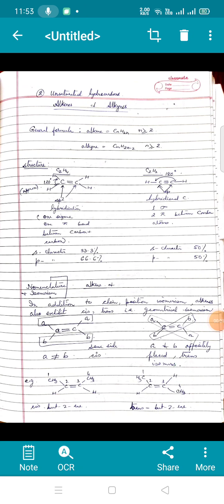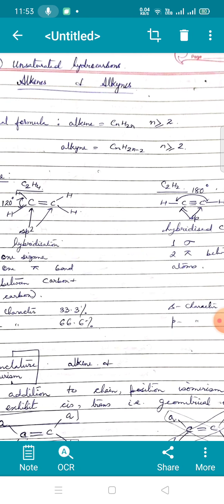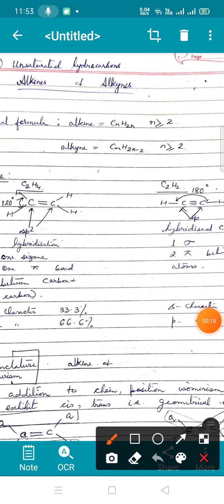Alright, let us start discussing unsaturated hydrocarbons. The first one is alkene. Alkene and alkyne we'll try to discuss together if possible. General formula of alkene is CnH2n. But here you have to remember n has to be greater than or equal to 2. It cannot be greater than or equal to 1. And for alkynes, it is CnH2n minus 2. Again, same thing, n is greater than or equal to 2.